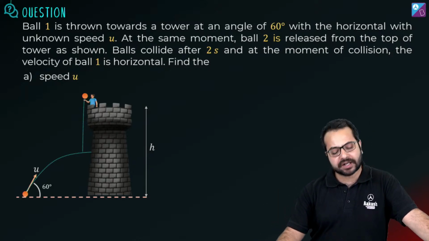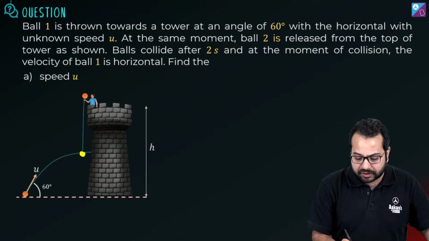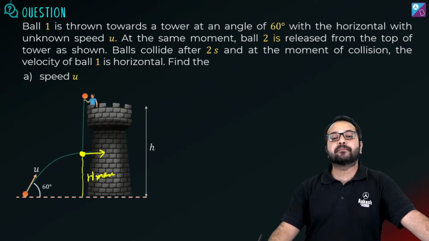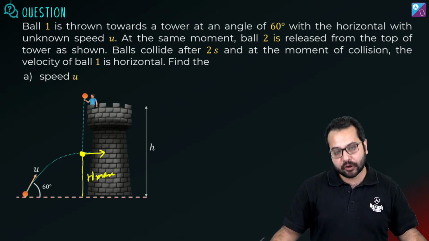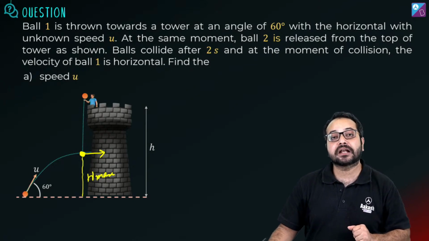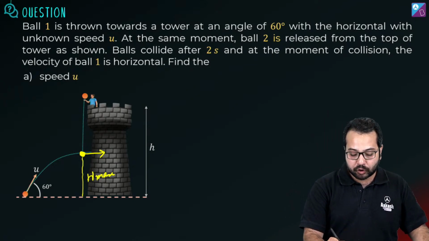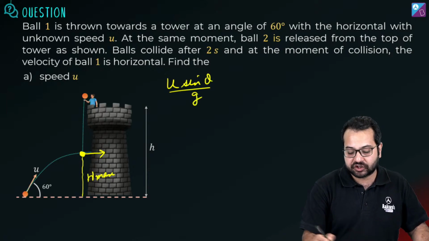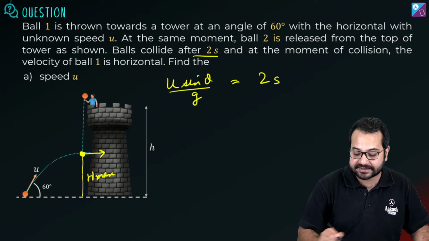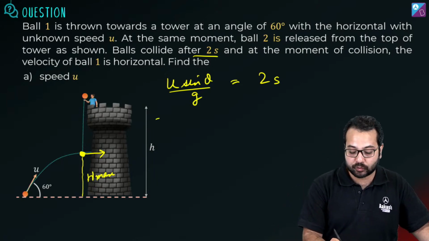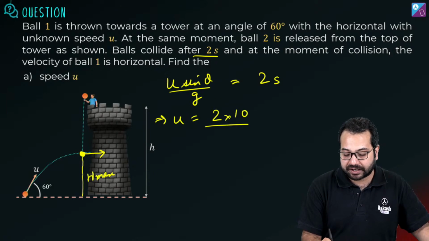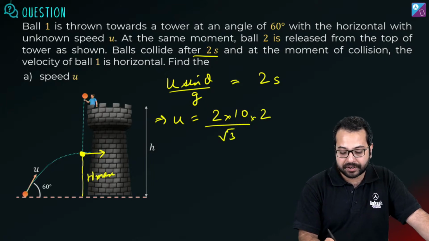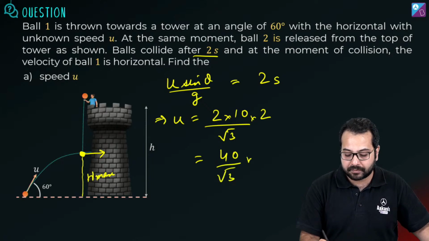Okay, very simple. It's a simple projectile motion concept. At this point, the velocity is horizontal, which means this is the maximum height achieved. And maximum height achieved is at half the time period. Do you agree? So what is the time of flight? 2u sine theta by g. So half time of flight is going to be u sine theta divided by g. And this is given to us as 2 seconds. Is that right? So from here you can find the value of u. So u will be equal to 2 multiplied by g, which we can take as 10, and then sine 60 degree. Sine 60 degree is going to be root 3 divided by 2. So this comes out to be 40 upon root 3 meter per second.